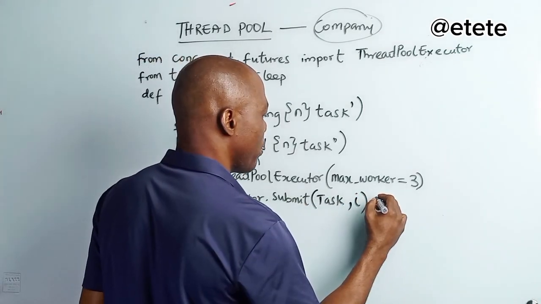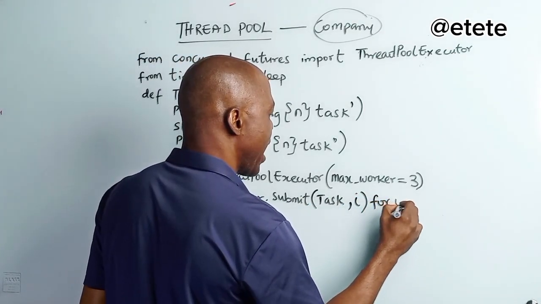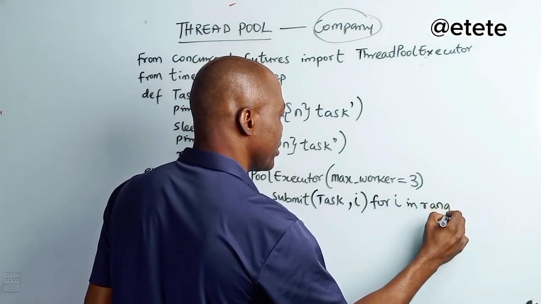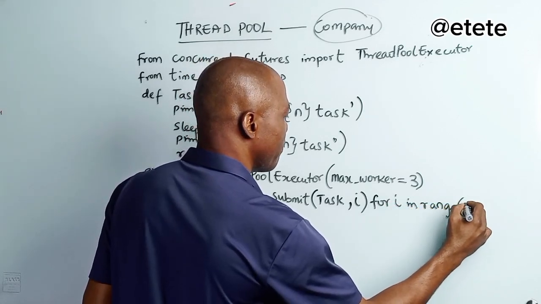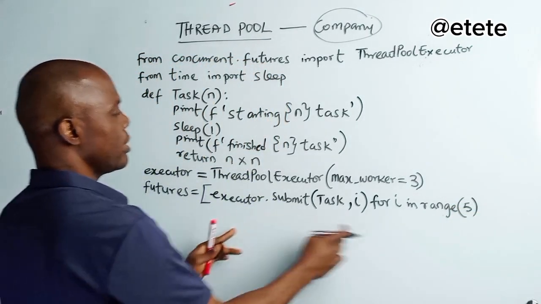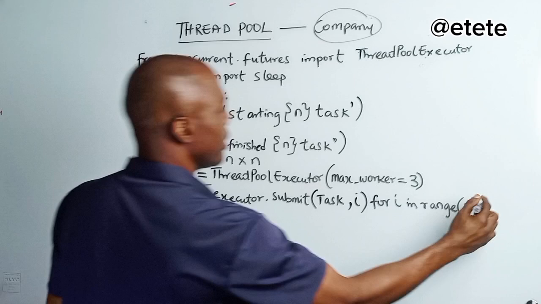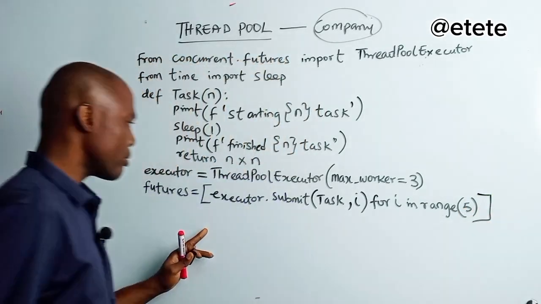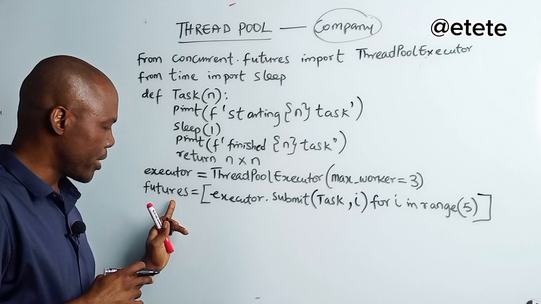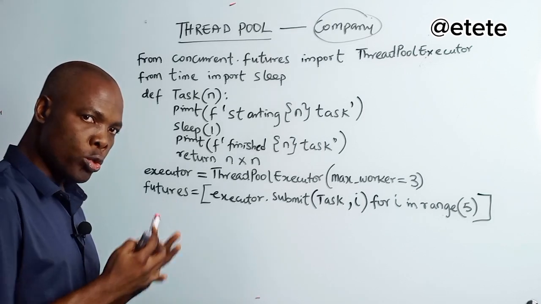So for I in range 5, so I'm submitting 5 tasks. So this, and then I'll close this here. Okay, this is my futures variable that I created that is going to hold.